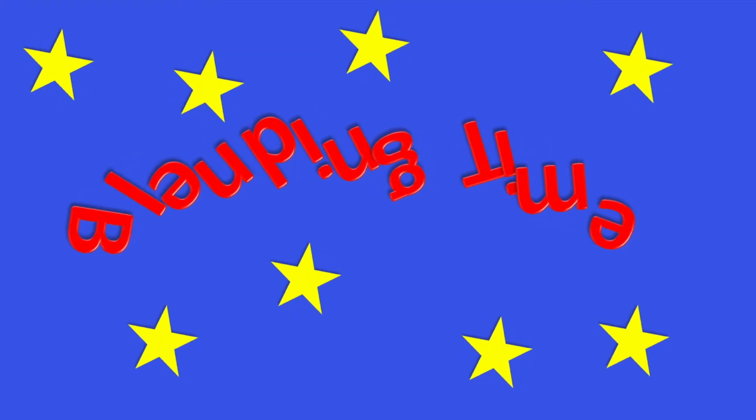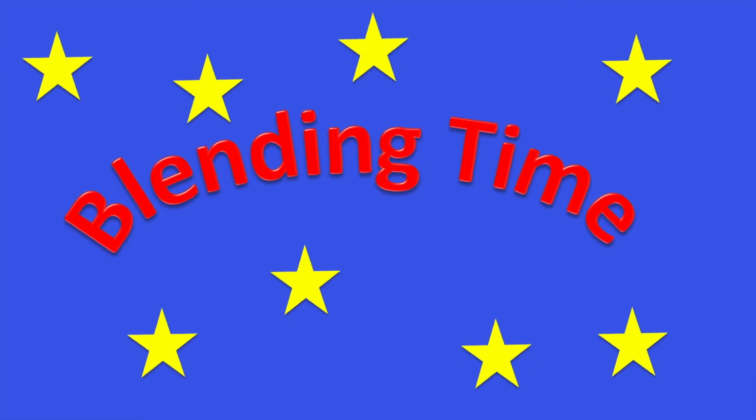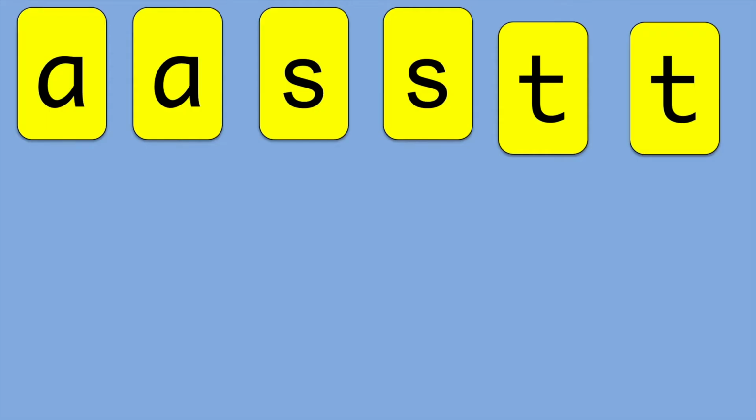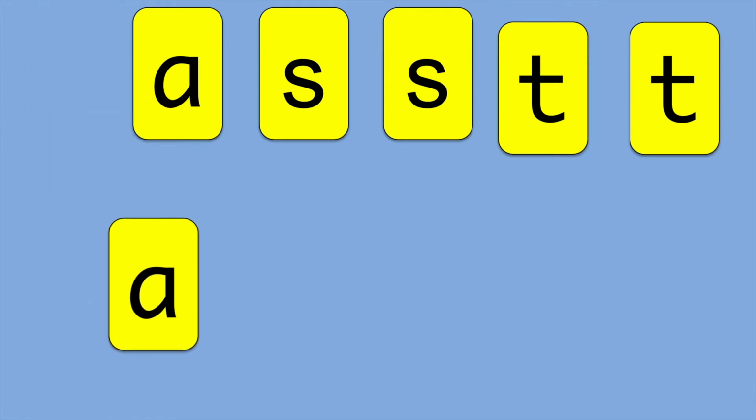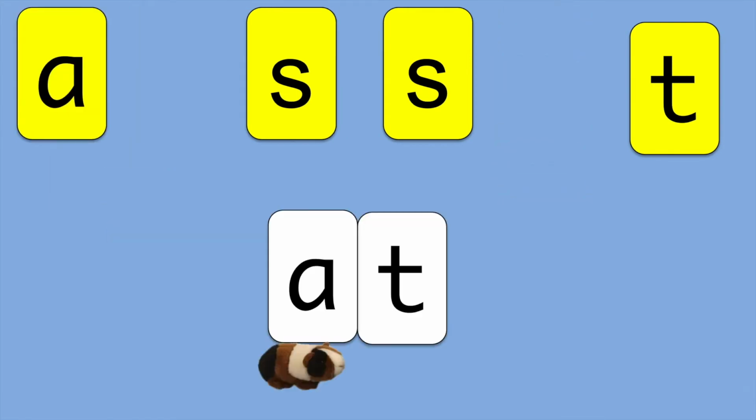It's blending time. We're going to blend some sounds together. Once the sound is picked, say the sound, and then we'll put the sounds together to make a word or part of a word. Here we go. Are you ready to say the sound? A, t, at.